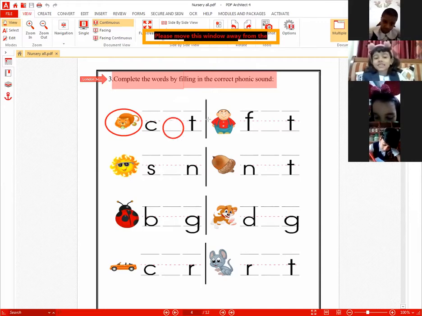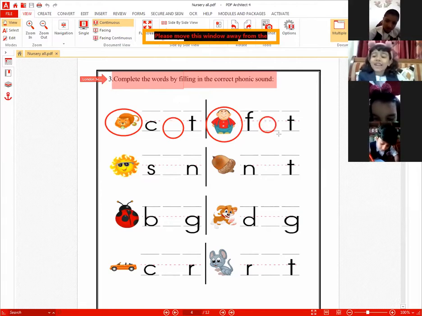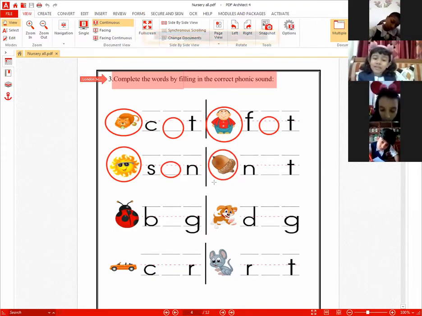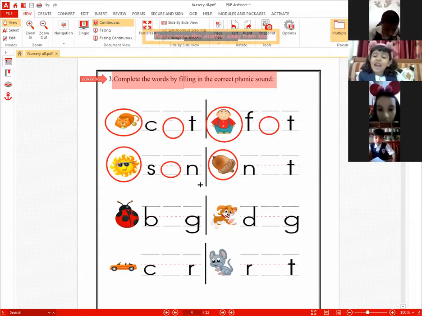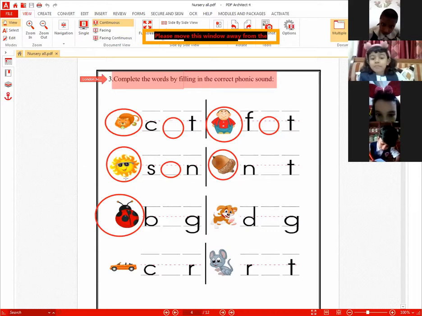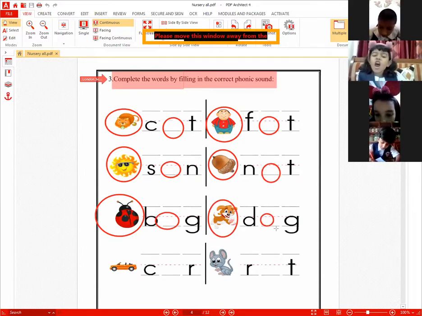So first one, what is this? F A T, fat. Good. Then what is this? S U N, sun. Then what is this? B-O-G, bog. Then this is? D-O-G, dog. What is this?